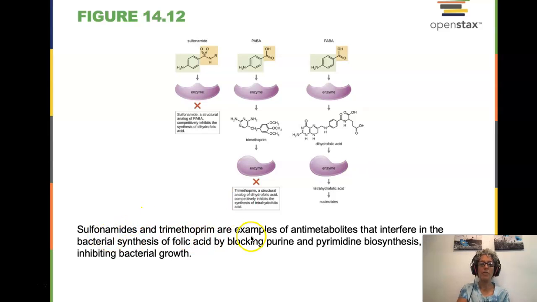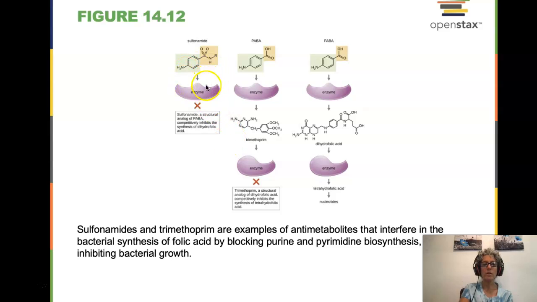Sulfonamides and trimethoprim are called anti-metabolites. So these drugs would go on that chart under drugs that affect metabolism because they are anti-metabolites. They block metabolism. And these two drugs are doing so by interfering with the folic acid synthesis that's done in a different pathway than how we do it.